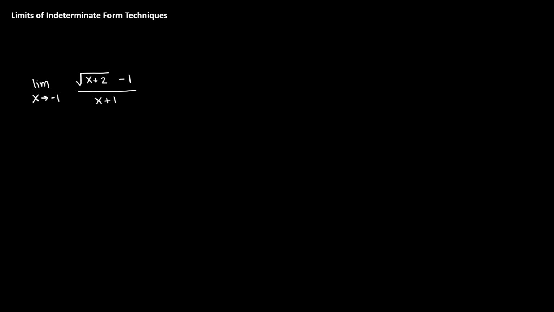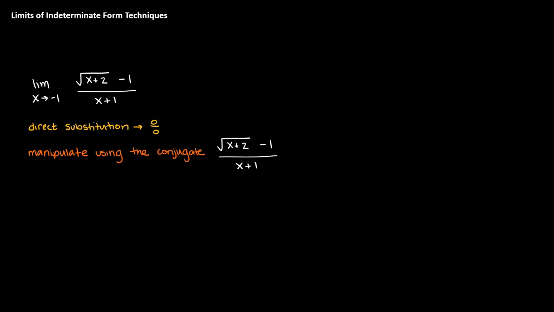Not always will algebraically simplifying a function fix the problem. This function, the square root of x plus 2 minus 1, divided by x plus 1, has another indeterminate form, just like the other examples. So if we allow x to approach -1, we do get 0 over 0. Direct substitution puts us right up against a wall. To fix this, we're going to multiply by using the conjugate.